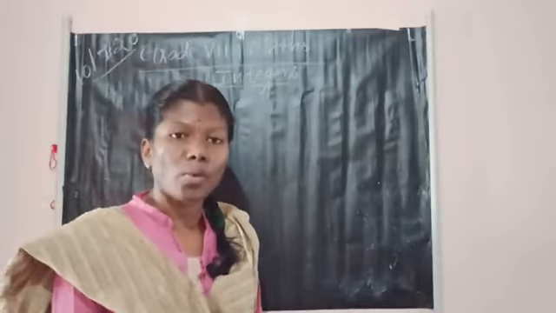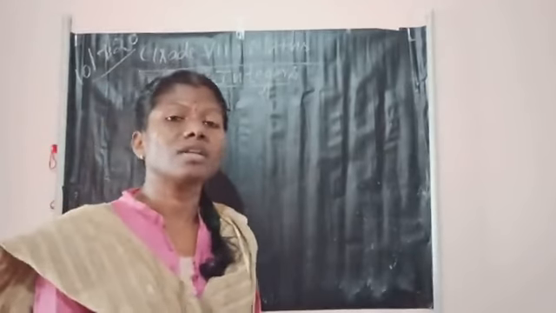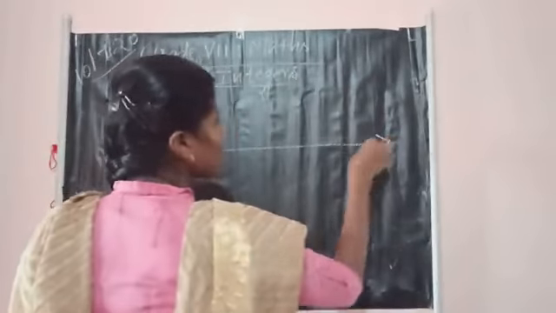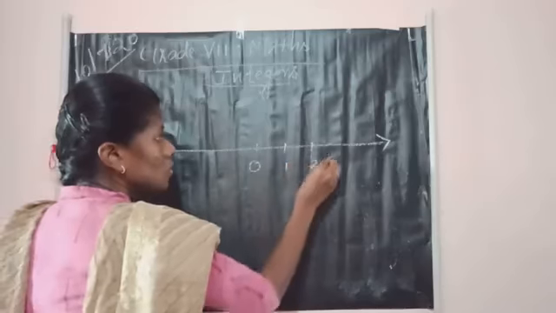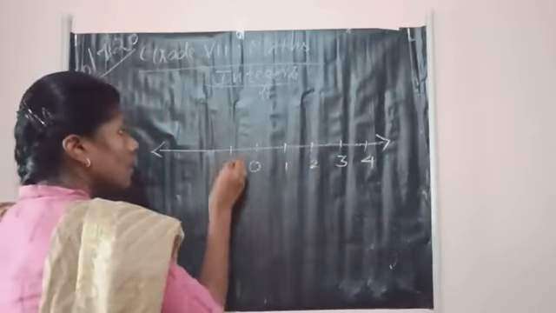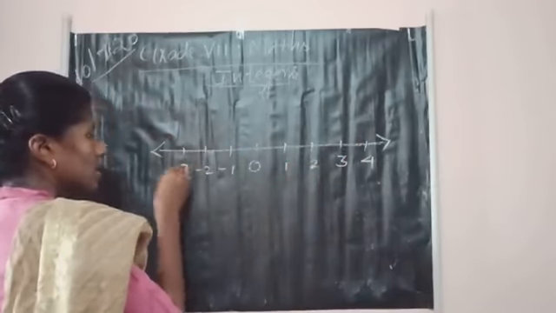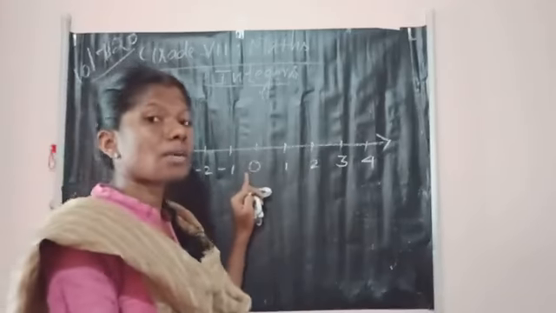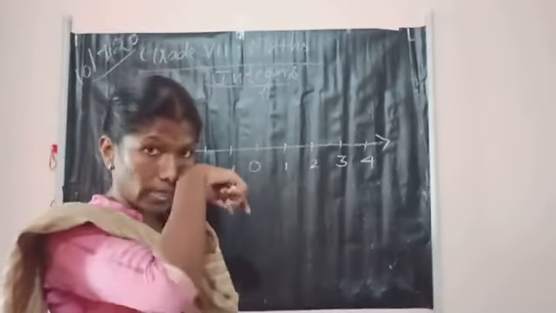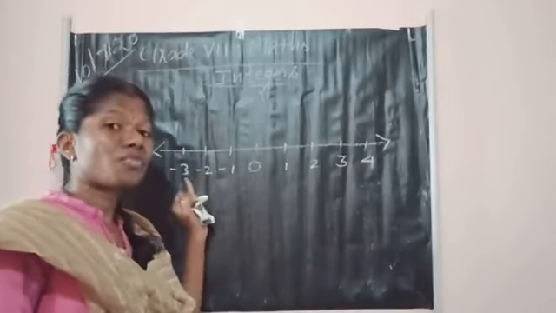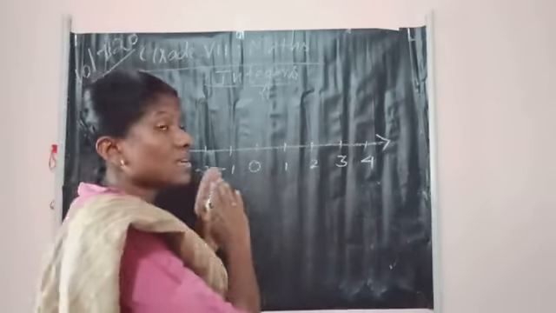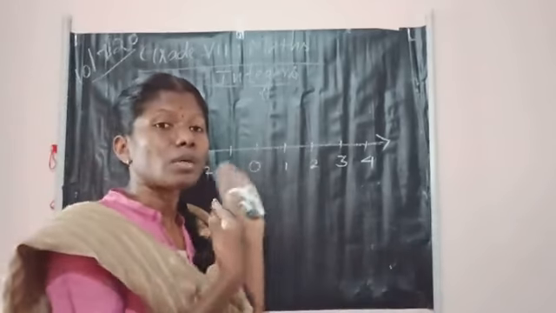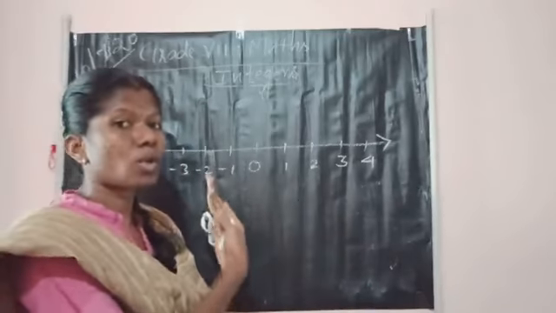Now I am going to represent these integers on a number line. So 0, 1, 2, 3 and 4, and here -1, -2, -3. To the right of 0 are the positive values: 1, 2, 3, 4, etc. And to the left of 0 are the negative values: -1, -2, -3, etc. So I have represented the positive and negative integers on a number line.